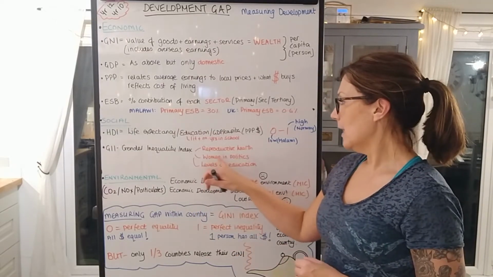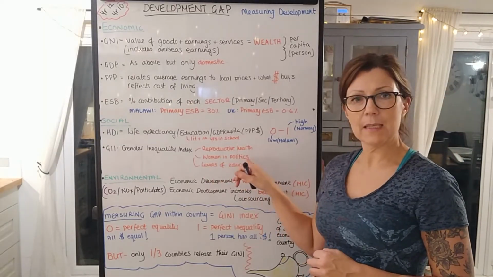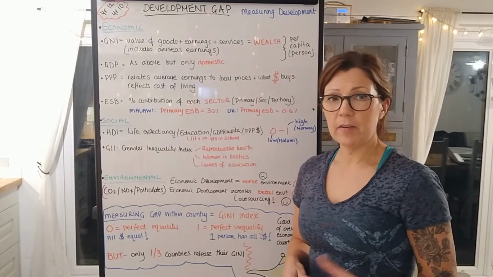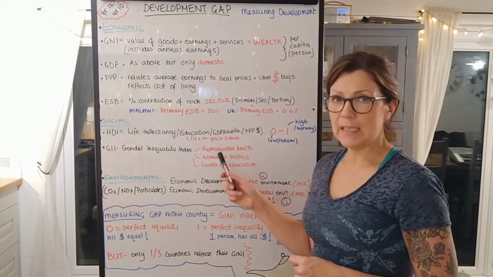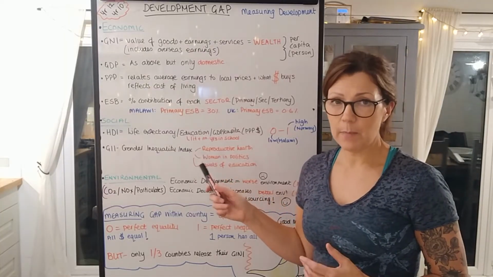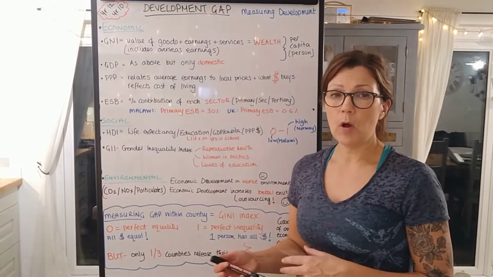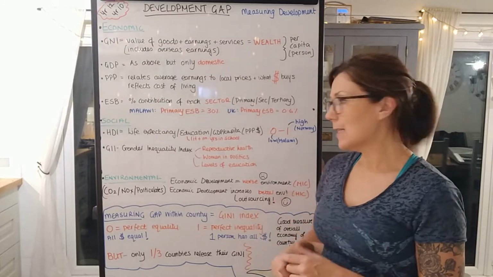Secondly, it looks at equality in terms of women in politics. So it looks at the amount of women that are involved in different parties and are involved in the government. And that's often a really good indication that the country is quite developed because there'll be quite a lot of women in politics taking up roles within local politics or national politics. So that's the second part of that indicator.